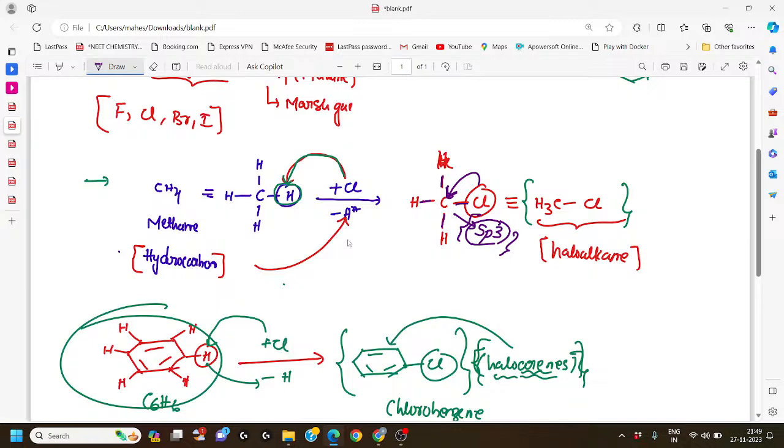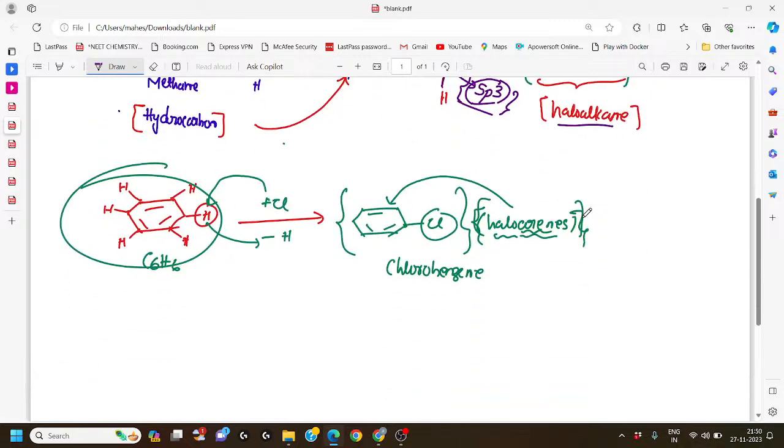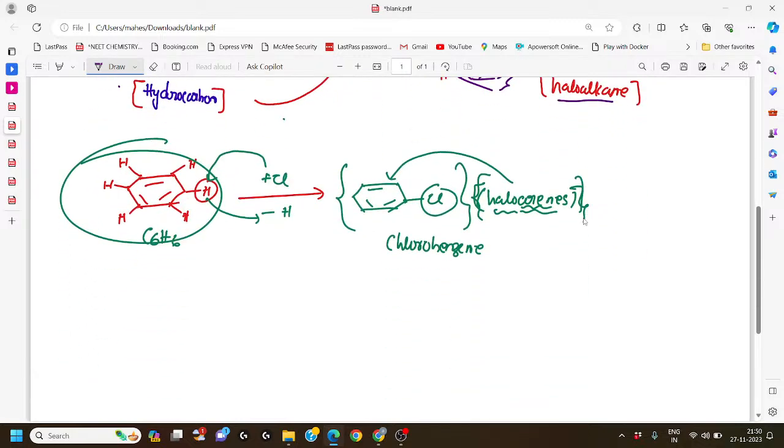So the halogen attached carbon's hybridization is sp3 in haloalkanes. Now let us try to understand the hybridization of carbon in haloarene. We observe that this carbon is attached with a double bond. We know that the carbon with the double bond undergoes sp2 hybridization. Which hybridization? sp2 hybridization.